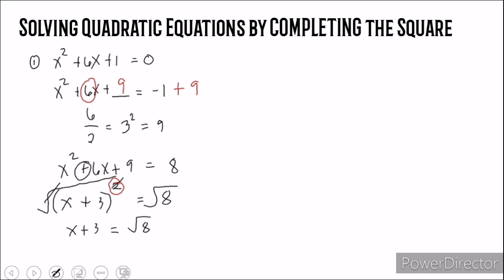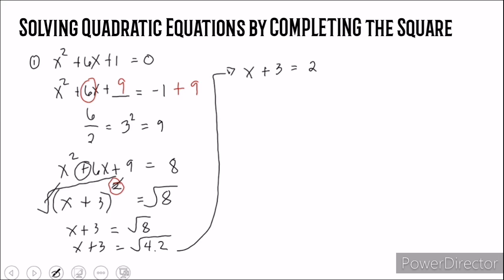So, pwede nating i-factor yung 8 para magkaroon tayo ng perfect square. So, we have x plus 3, which is equal to square root of 4 times 2. 4 times 2 is 8. And 4 is perfect square. Perfect square si 4. So, pwede na natin siyang ilabas. So, x plus 3 is equal to, square root of 4 is 2. Positive or negative 2 square root of 2.